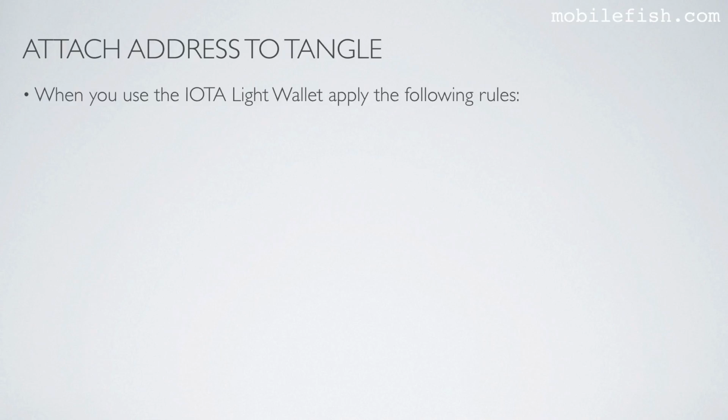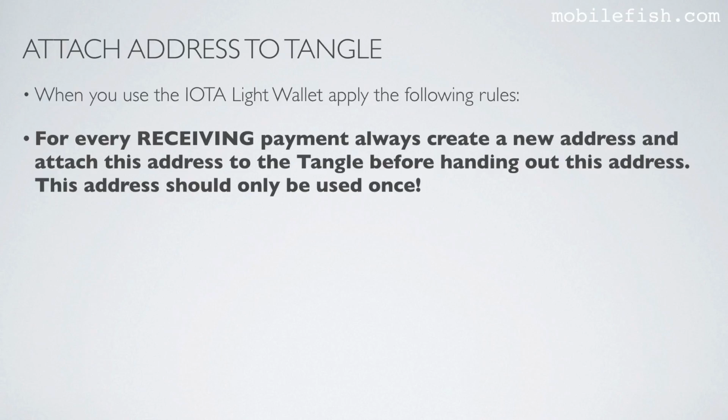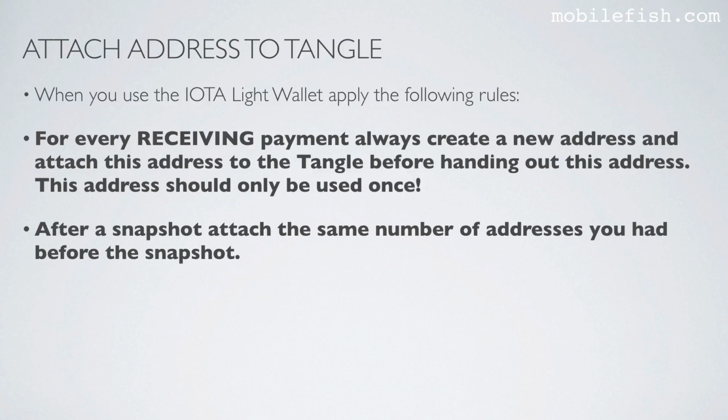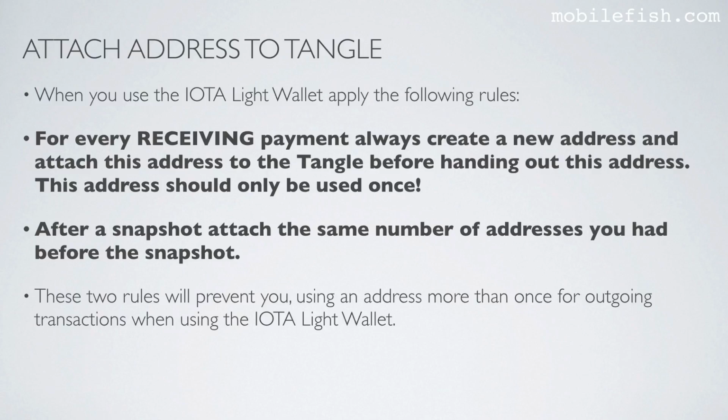When you use the IOTA Light Wallet, apply the following rules. For every receiving payment, always create a new address and attach this address to the Tangle before handing out this address. This address should only be used once. After a snapshot, attach the same number of addresses you had before the snapshot. These two rules will prevent you using an address more than once for outgoing transactions when using the IOTA Light Wallet.